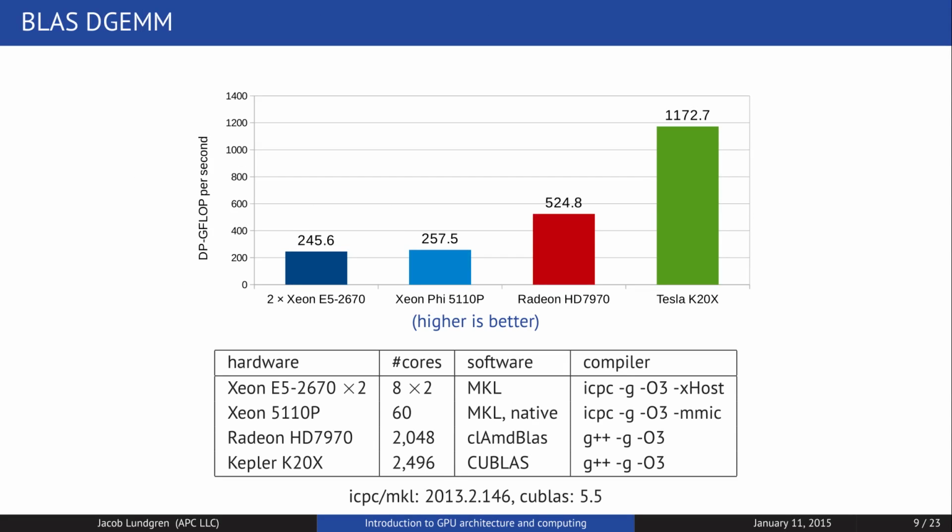Now let's look at some examples. We'll start off with matrix-matrix multiplication on 4 different hardwares. These hardwares will be used throughout these examples, so I will only be discussing them this time. We have dual Xeon processors, as well as a Xeon Phi, a Radeon graphics card, as well as a Kepler K20X graphics card. In this example, they are all using different library implementations of this matrix multiplication.